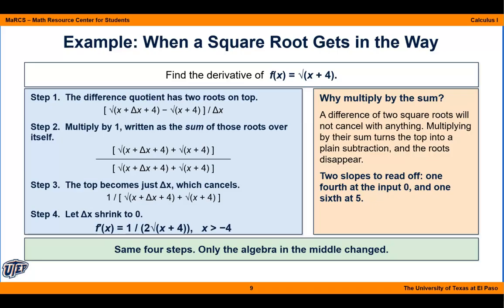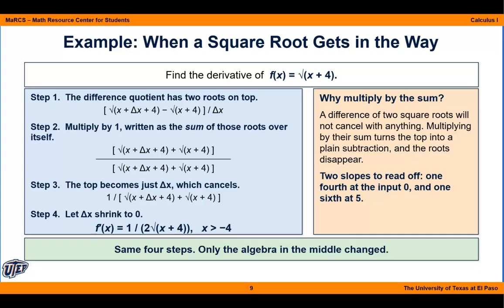Let's do an example. The square root function requires a different algebraic step. Its difference quotient contains a difference of 2 square roots in the numerator, so there is no common factor to cancel immediately. Multiply the sum of those roots over itself. This factor equals 1, so it does not change the value of the expression. It is also called the conjugate factor. The product turns the numerator into delta x. After the factor cancels, we can take the limit.